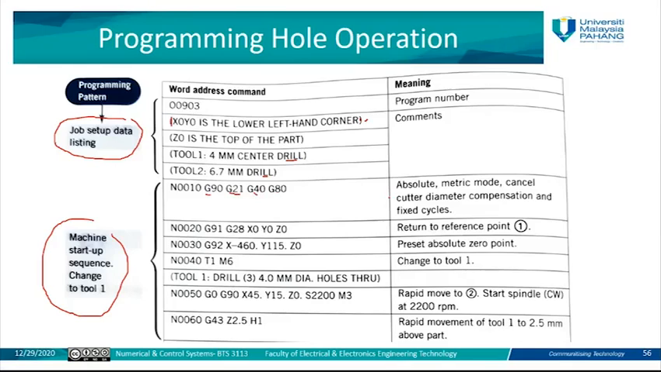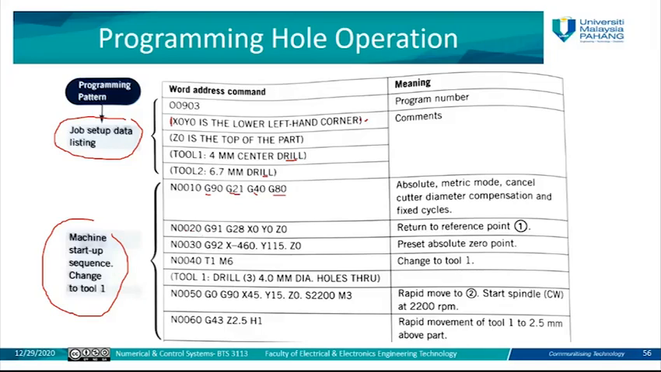Then we need to cancel the cutter compensation. As we can see previously, we have already mentioned how to compensate the cutter diameter, and later we have one simple example to see the difference between cutter compensation to the left, compensation to the right, or cancel of the cutter compensation. Then we have a fixed cycle, G80, to be cancelled. Fixed cycle G80 is used to cancel the fixed cycle for the drill.